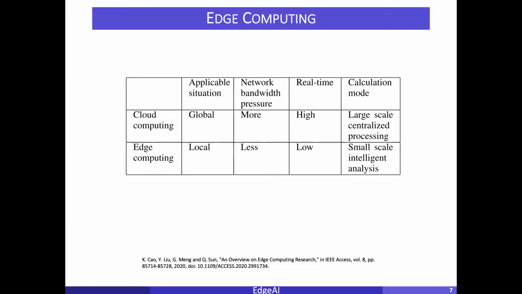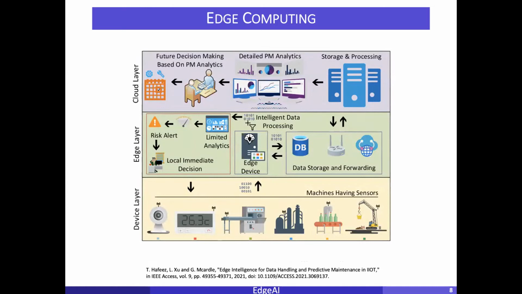And then what are the typical scenarios? When we require large scale centralized processing, we use the cloud, and small scale intelligence analysis you can do with your edge. So this is one of the typical architectures that we can see in the Industry 4.0 or manufacturing domain with respect to edge computing.